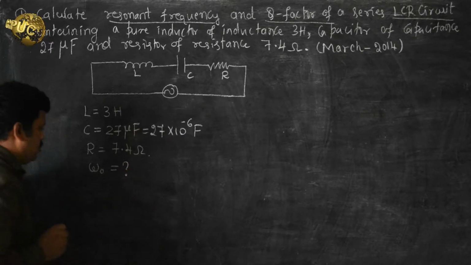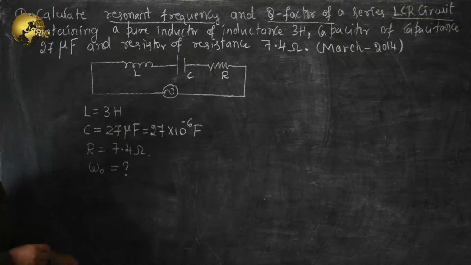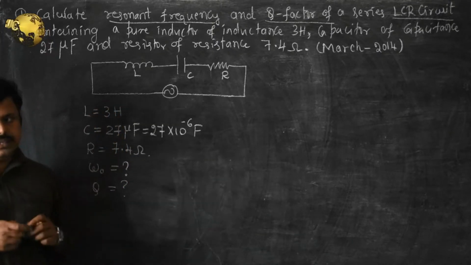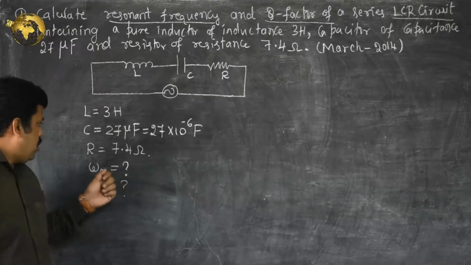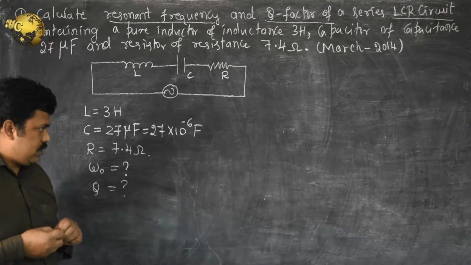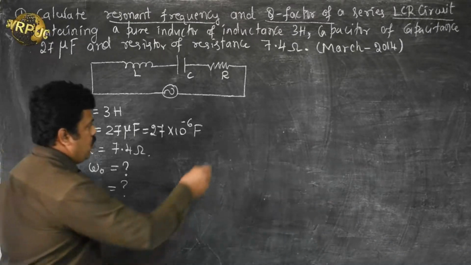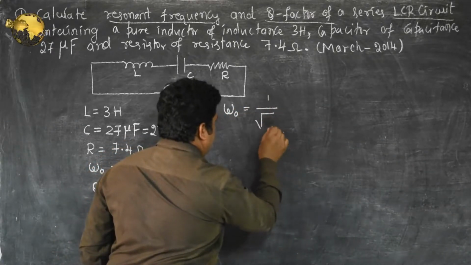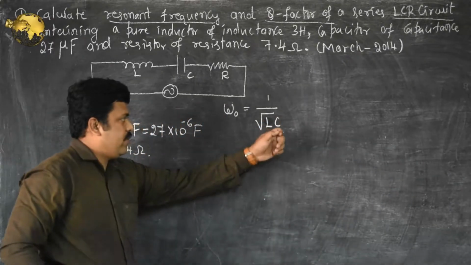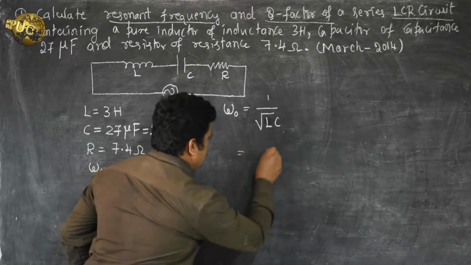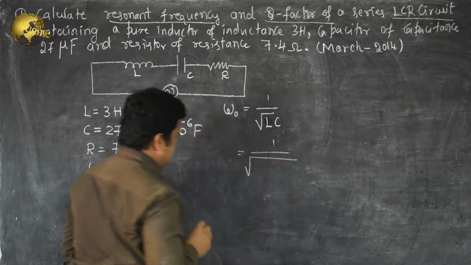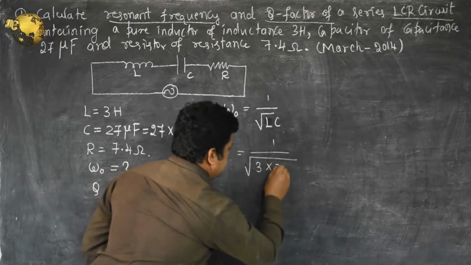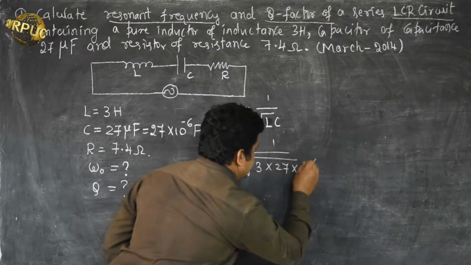So omega naught is to be calculated, and the Q factor, a constant related to the LCR circuit. For the resonant frequency omega naught, we have the expression omega naught is equal to 1 by root LC. L is given, C is given, so let's find it out. 1 over root of 3 multiplied by 27 into 10 to the power minus 6.